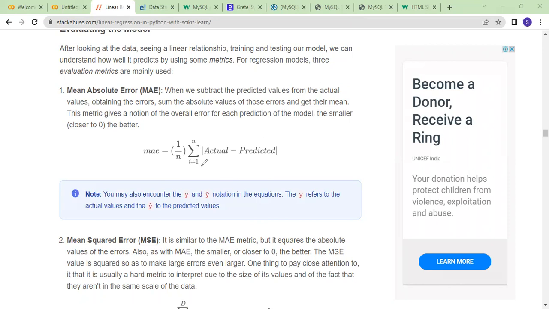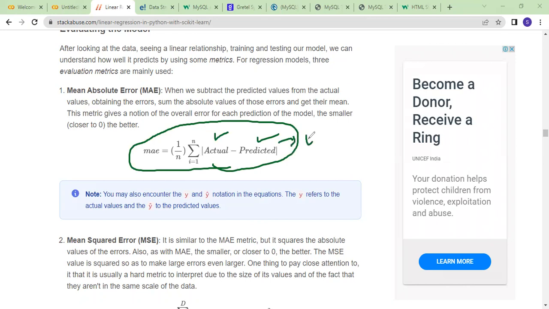So the mean absolute error is the modulus of the actual value minus the predicted value, summation of i equal to 1 to n. So we get the first error E1 plus E2 plus E3, and then we divide by the number of items n, and we get MAE, that is, the mean absolute error.